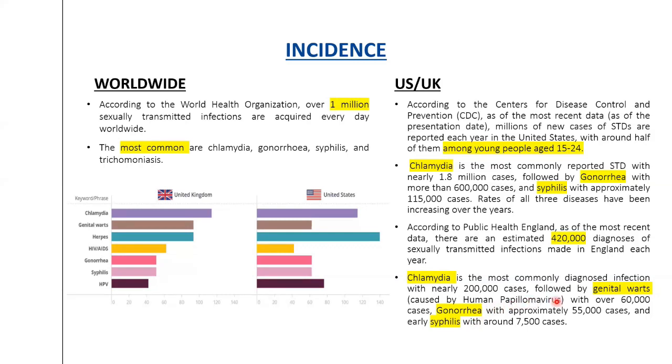It is also another infection, genital wart. Its name and the virus that causes it is called human papilloma virus (HPV), with over 60,000 cases, gonorrhea with approximately 55,000 cases, and early syphilis with around 7,500 cases. So we will go through these diseases one by one in pretty good detail. Right now, we are talking about the incidence of these diseases.